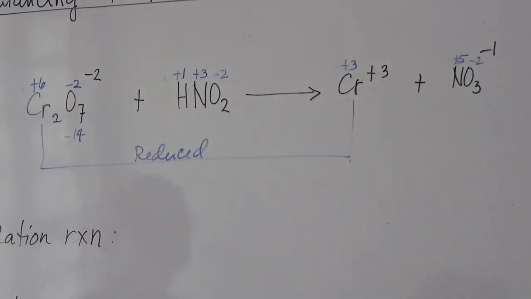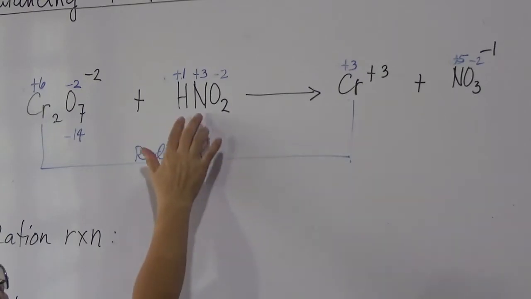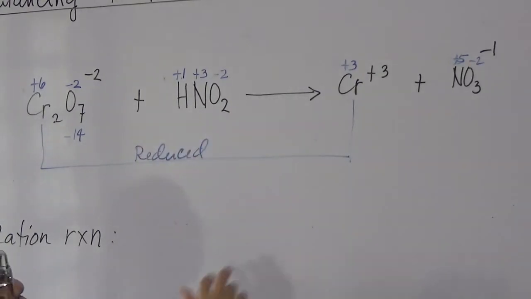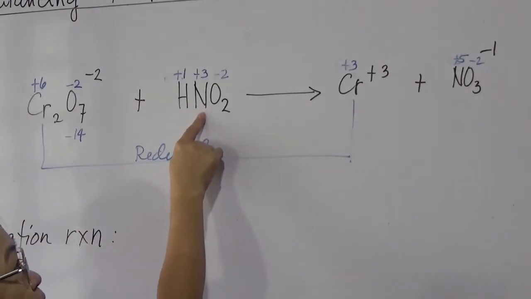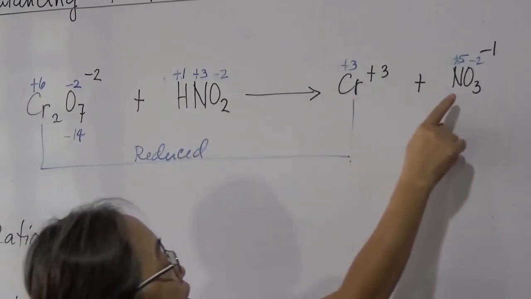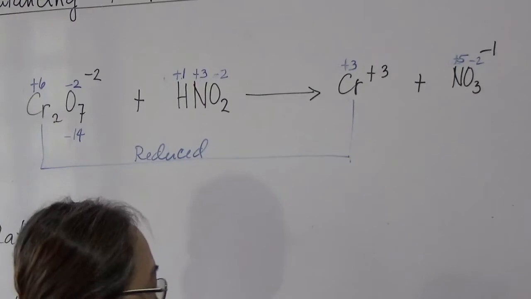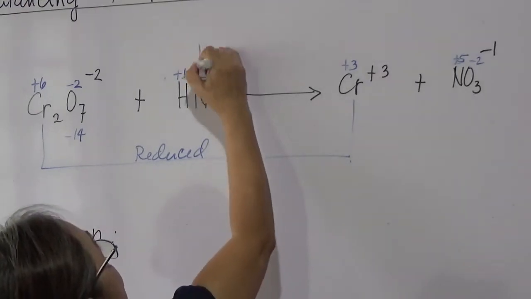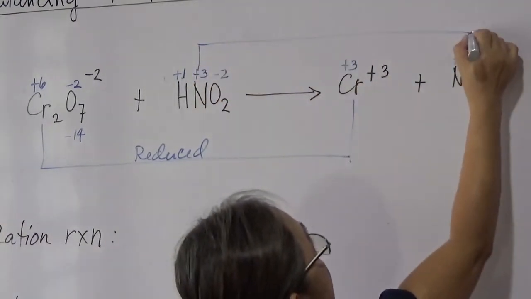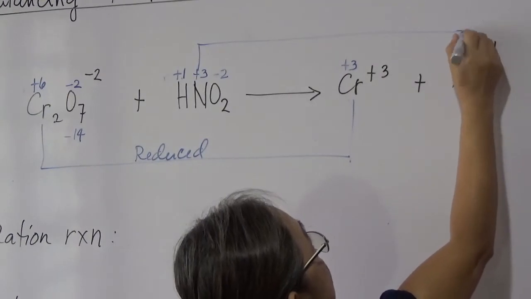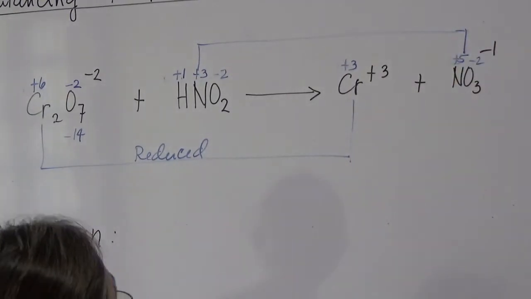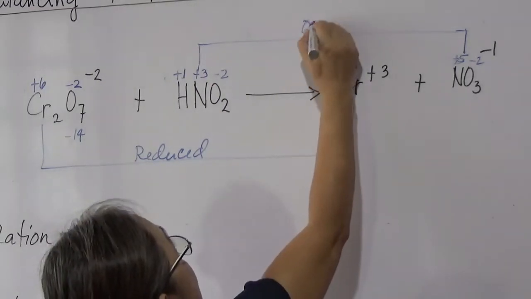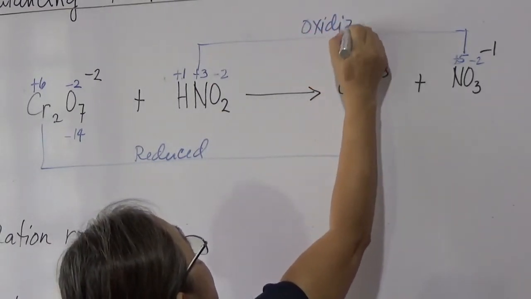Okay. On the other hand, you have here the nitrous acid to nitrate ion. Your nitrogen is +3, and the nitrogen on the product side is +5. So what happened to the oxidation number of nitrogen? From +3 to +5, it increases. Therefore, this one is being oxidized.